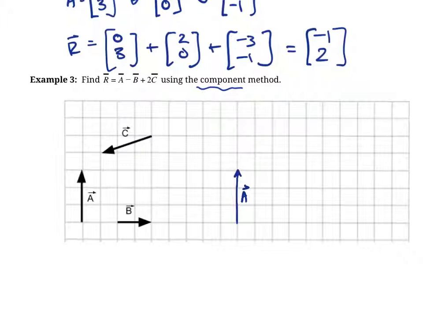What does that mean? Remember, instead of subtracting b, we can add negative b. And what does negative b look like? It's just the vector that's the opposite direction, right? So it goes 2 to the left instead of 2 to the right. So negative b just looks like this, right? So we're doing a plus negative b plus 2c.